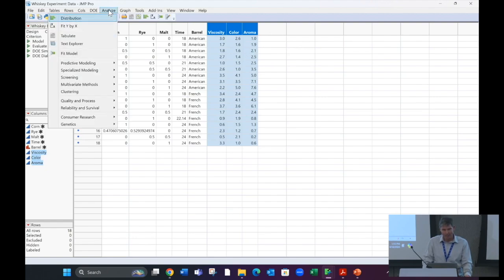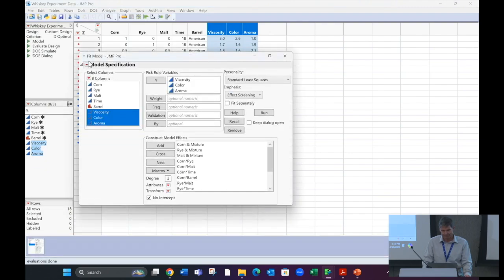So we'll do analyze, fit model. And you can see that it's already pre-populated for us. JMP knows that you created this design, and because you created it as a mixture design, it has already flagged that these are mixture variables. This is going to be very important for us, and we've got all of these two-factor interactions in here. So now I'll go ahead and run.